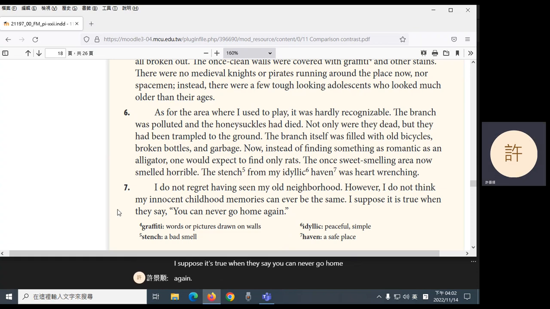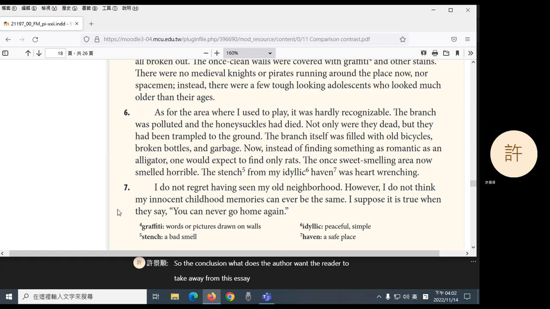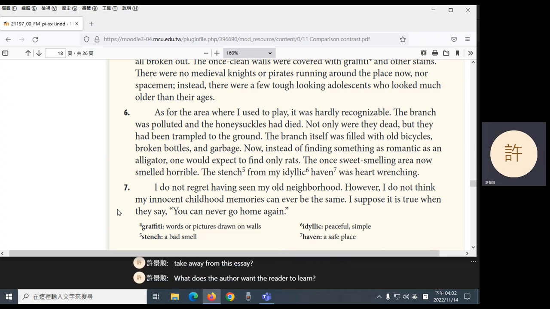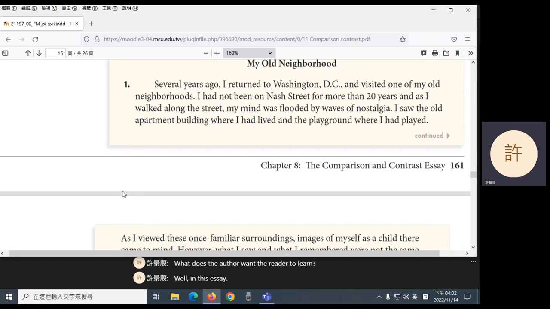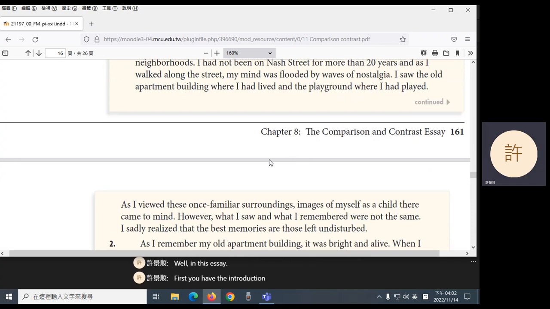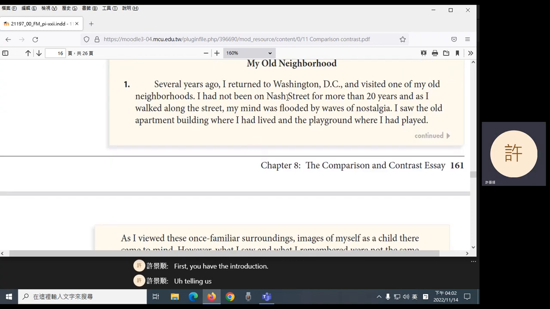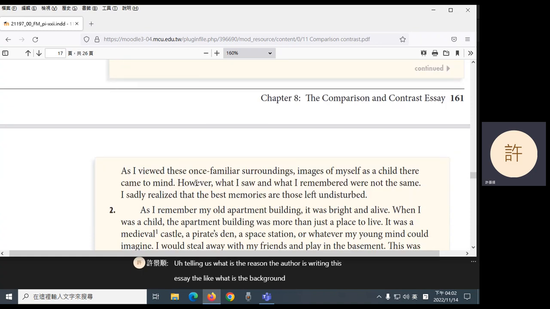So, the conclusion. What does the author want the reader to take away from this essay? What does the author want the reader to learn? Well, in this essay, first you have the introduction, telling us the reason the author is writing this essay, like what is the background, and then what is the essay going to compare.